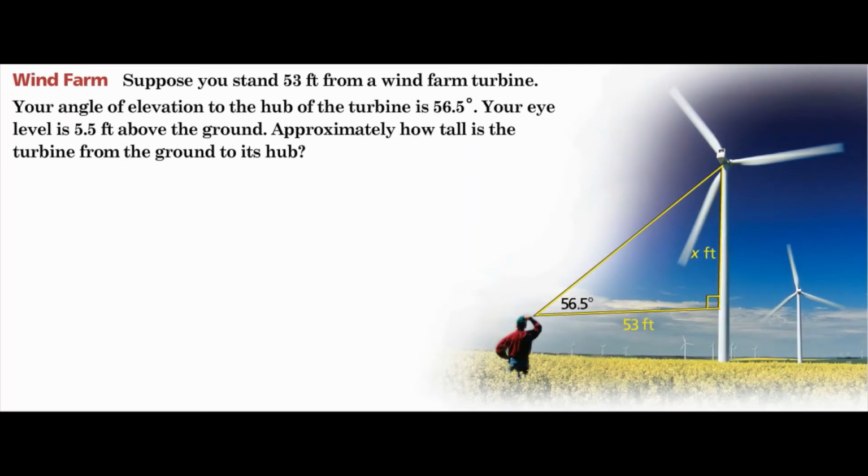In this problem, you will use the angle of elevation. Suppose you stand 53 feet from a wind farm turbine. Your angle of elevation to the hub of the turbine is 56½ degrees. Your eye level is 5½ feet above the ground. Approximately, how tall is the turbine from the ground to its hub?